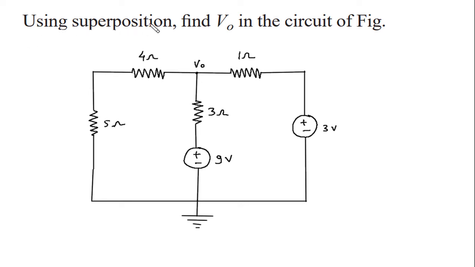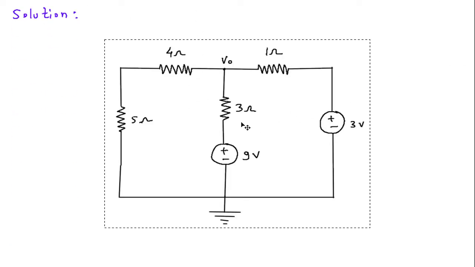Using superposition, find VO in the circuit of figure. We have to find this VO in this circuit using the superposition theorem. Solution. First of all, we will redraw the circuit.